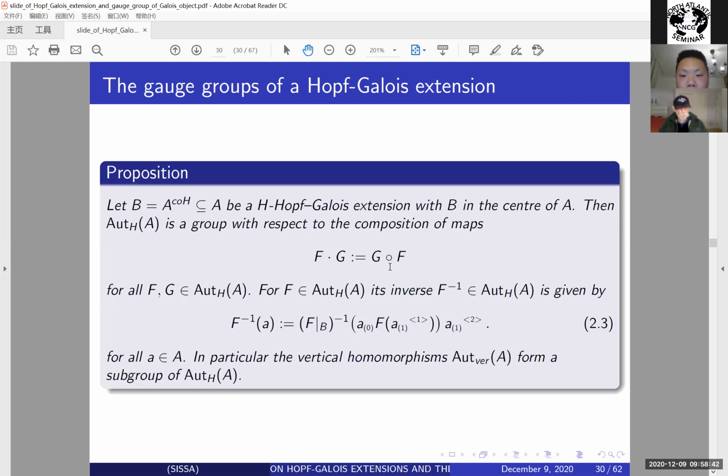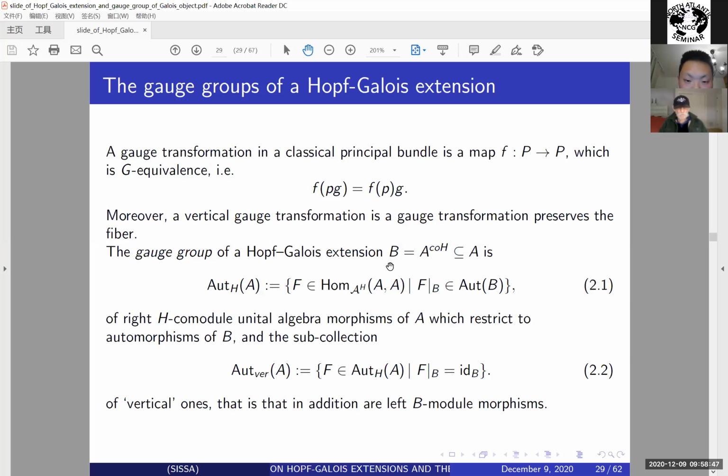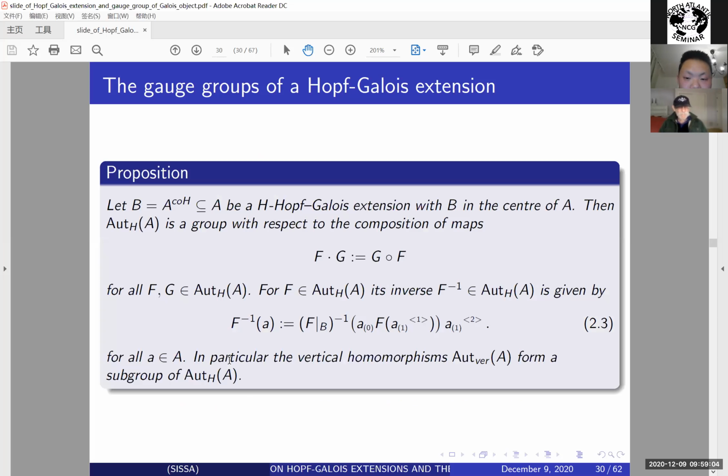Wait. So when you say, could you please go back to this Aut_H(A), the definition? What does automorphism mean in the algebra sense? Yes, automorphism means, first, it is an algebra map. So it is an algebra homomorphism, which is unitary, and also it is a right H-comodule map. Okay, so all these Fs are algebra homomorphisms, right? Yeah, all these F are algebra homomorphisms, exactly. So I don't see how, when I have a bijective algebra homomorphism, I can always compose it with another one.